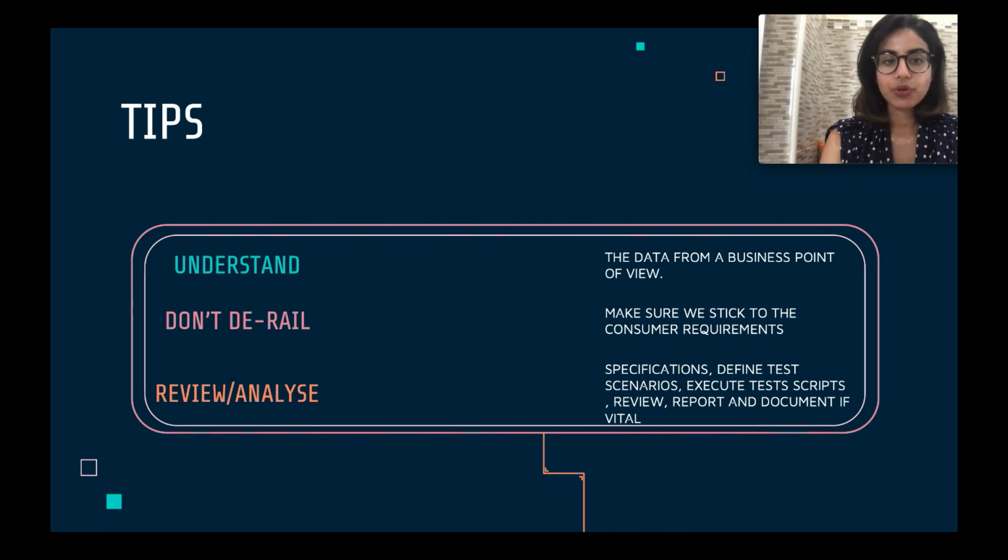Also, review and analyze a lot. So your specifications, you define your test scenarios, execute test scripts, review them, report and document if vital. I've been asked before if data science model testing can be done in agile, so in sprints. I've got 2 weekly sprints and it's possible, so definitely it can be done in sprints.